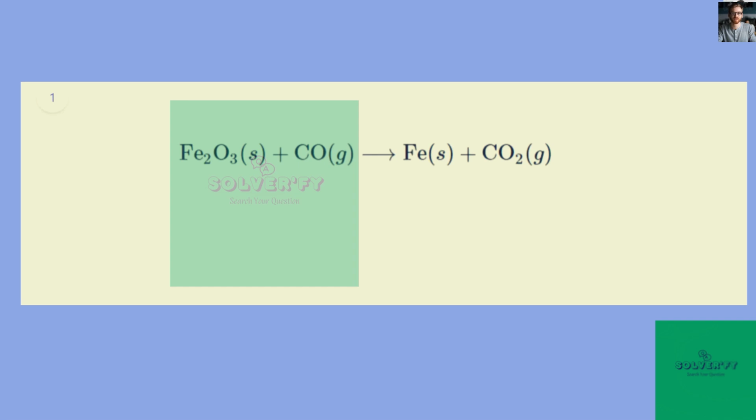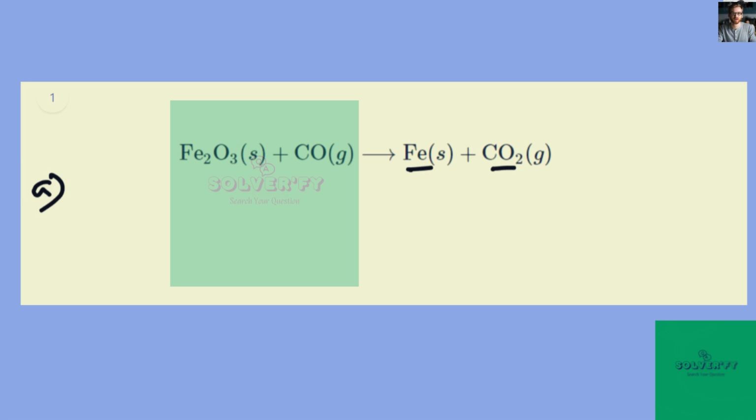So in this problem, we are given the reaction of an iron ore, which has a formula of Fe2O3, reacting with carbon monoxide to produce iron and CO2. So in the first part of this problem, we have to balance this reaction.